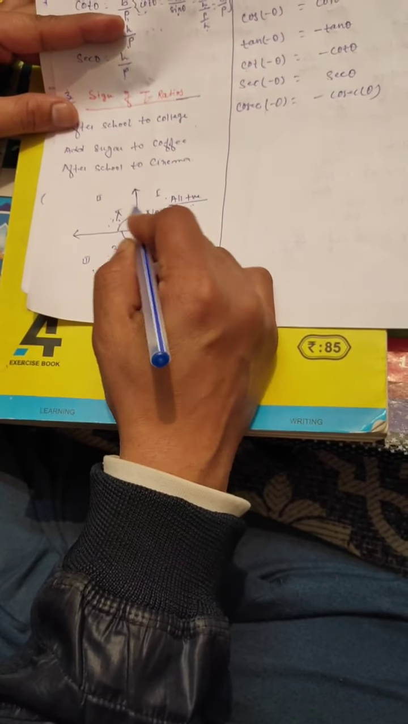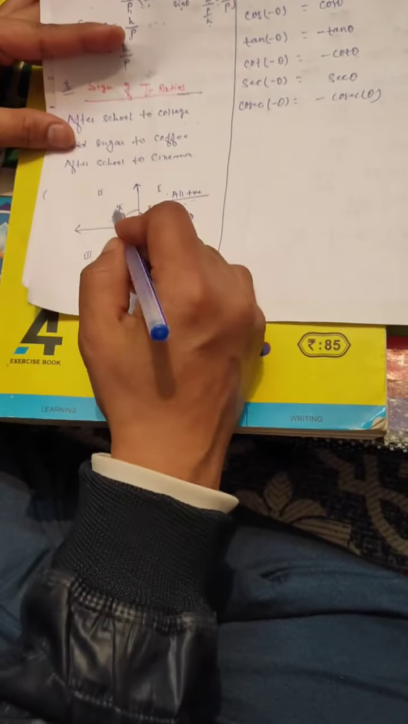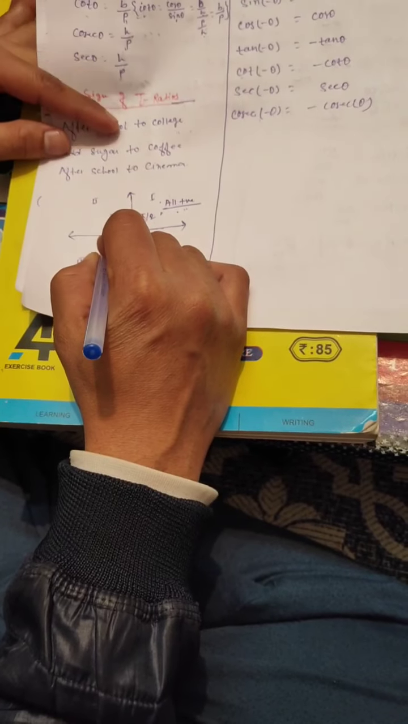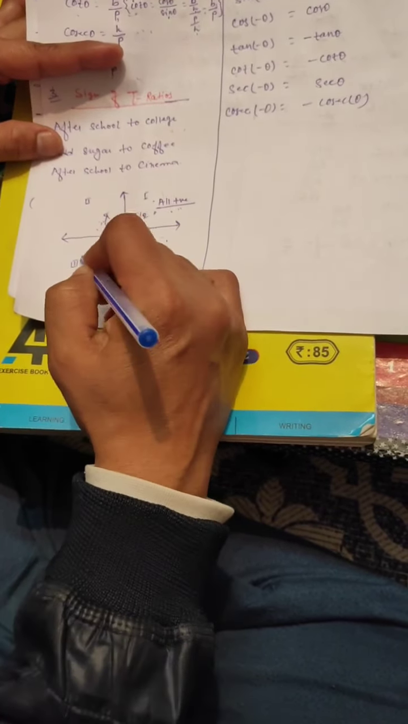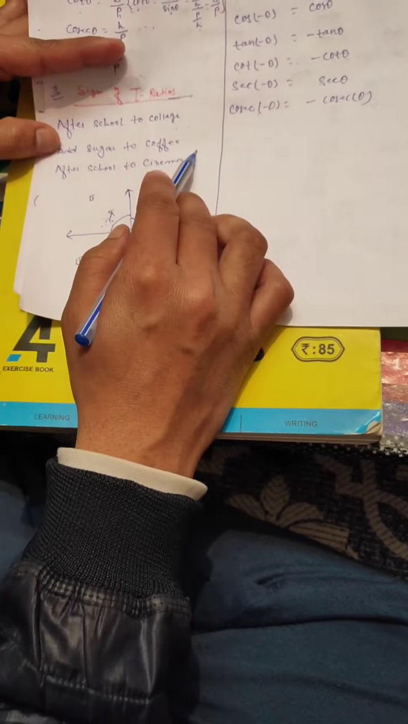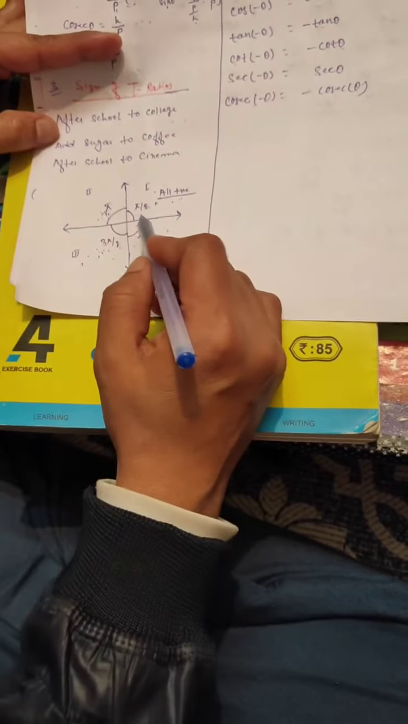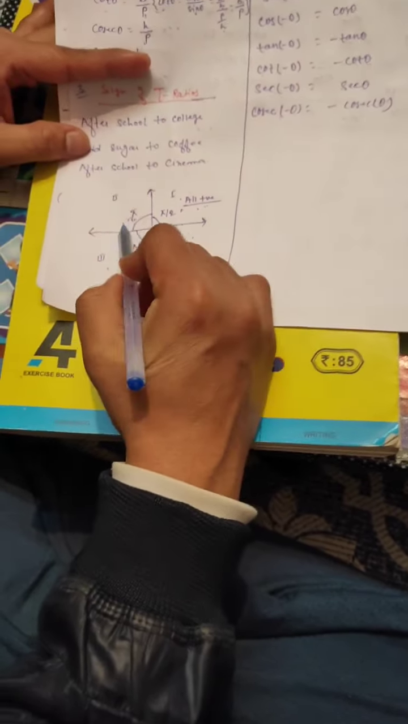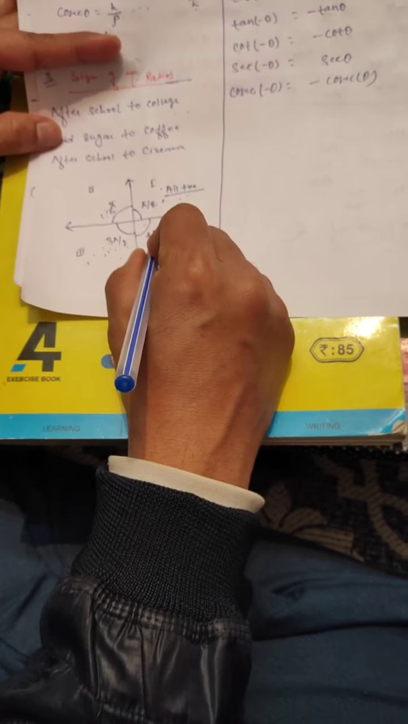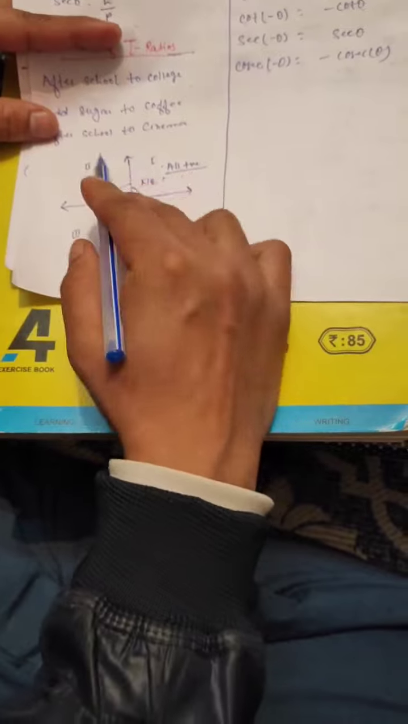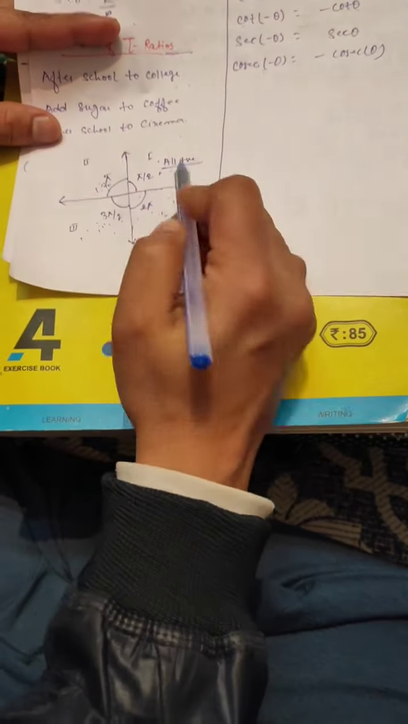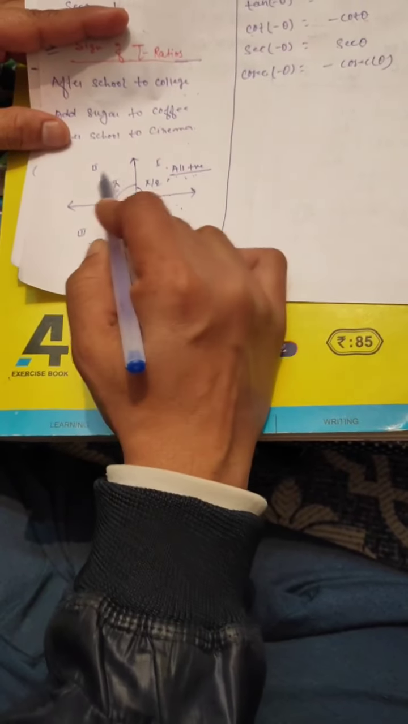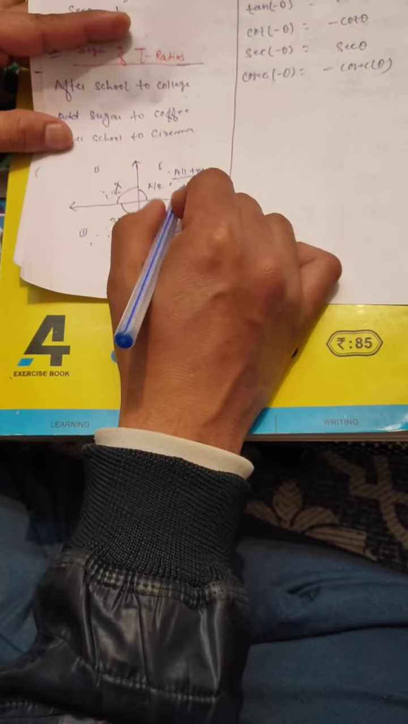The memory trick is 'All Sugar To Coffee'. All in the first quadrant, Sugar means sin theta in the second quadrant, To means tan theta in the third quadrant, and Coffee means cos theta in the fourth quadrant. In the first quadrant all trigonometric ratios are positive, in the second quadrant sin theta is positive, in the third quadrant tan theta and cot theta are positive, and in the fourth quadrant cos theta is positive.